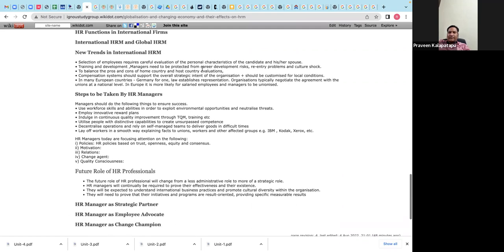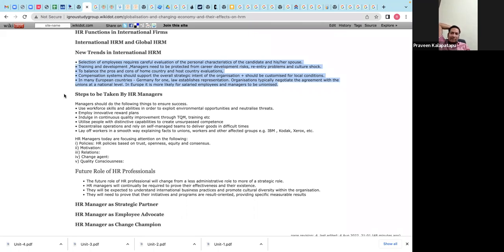Okay, so now the next thing is new trends in international HRM. What are the new trends? This is one more question which was asked. There are very few questions asked in this particular unit, and this is one of them. What are the new trends? Selection of employees requires careful evaluation of the personal characteristics of both the candidate and also the spouse. So you need to actually check their mentality. We talked about testing above, right? If you have to create a diverse organization, the first thing is your recruitment should happen in a proper way. That is exactly what this is saying.